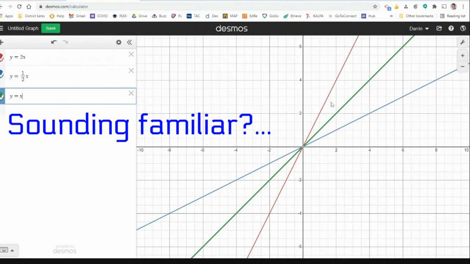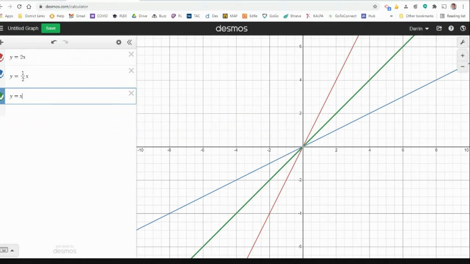The graph of a function and its inverse will be a reflection over that diagonal line. So it's a reflection over that y equals x line. Let me turn off the second one. See, there's the first one, that red line, and the reflection is the blue line.